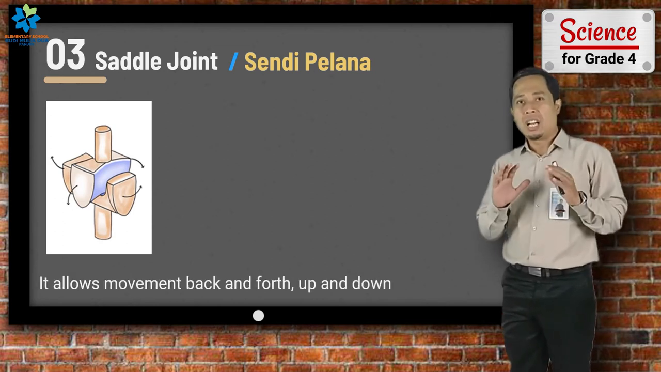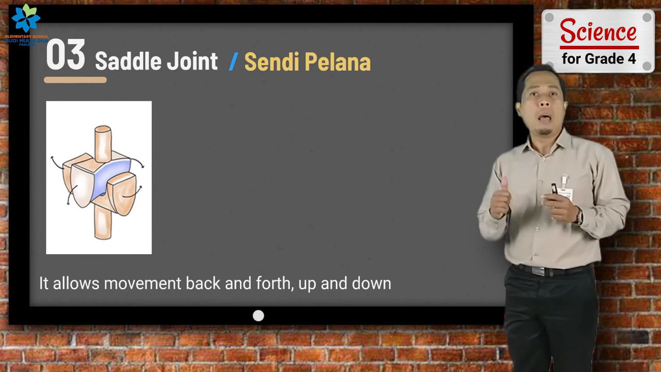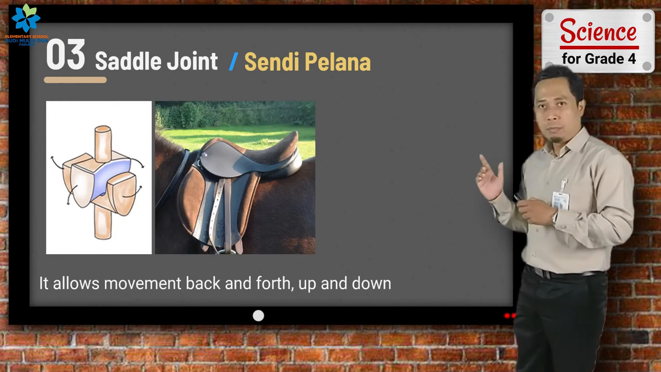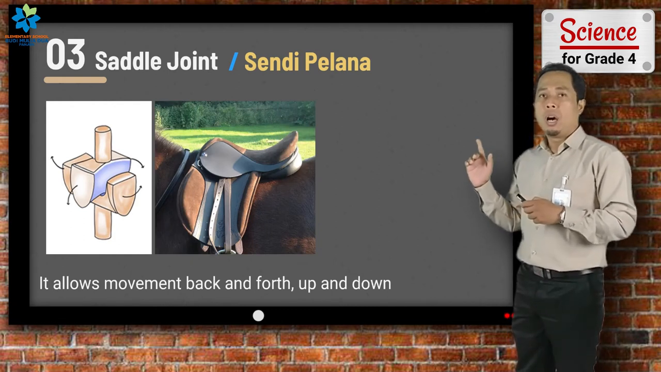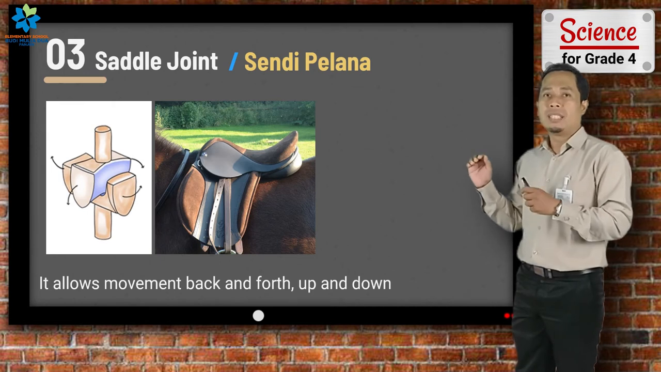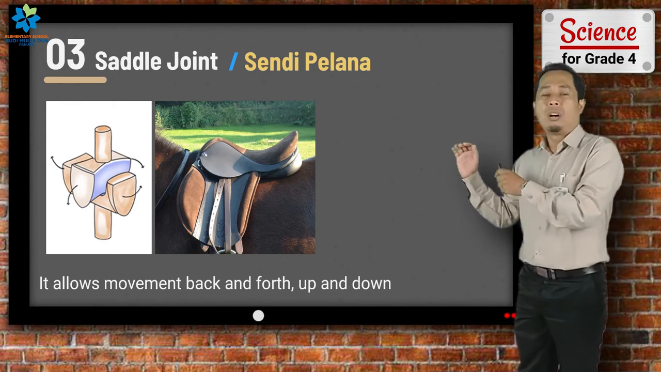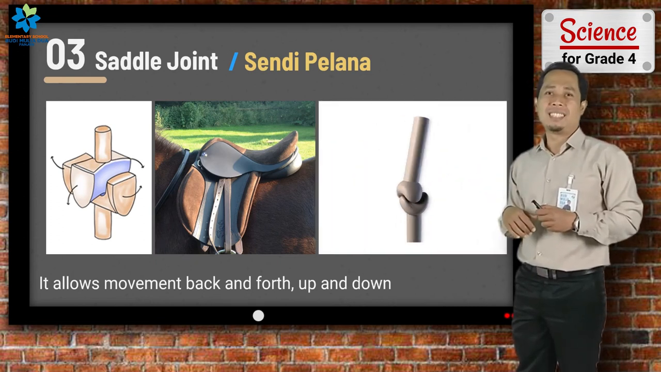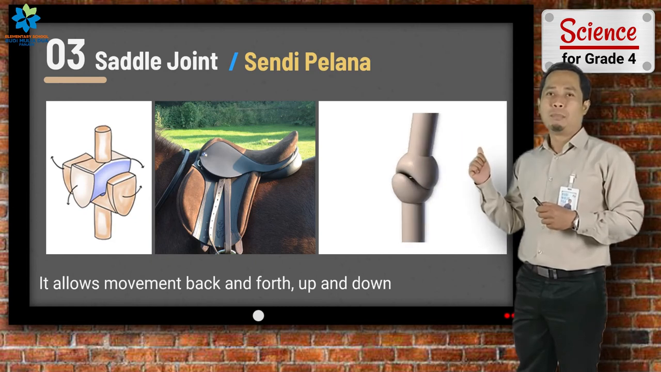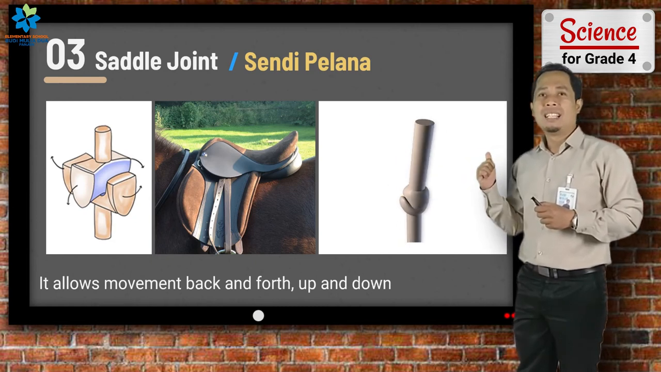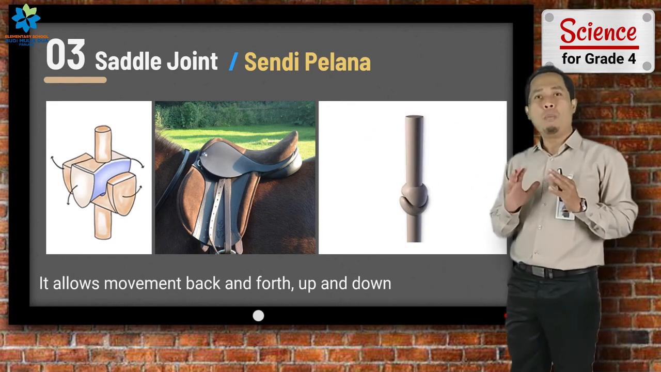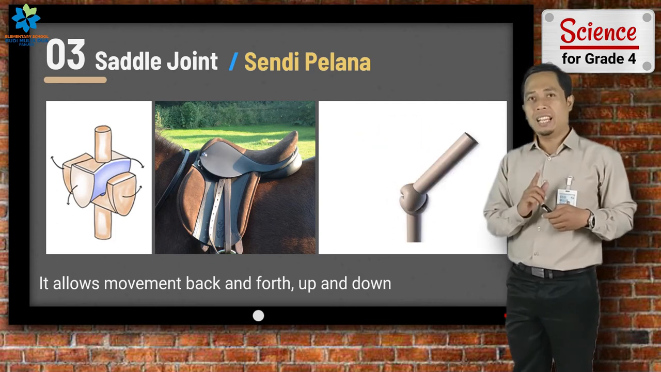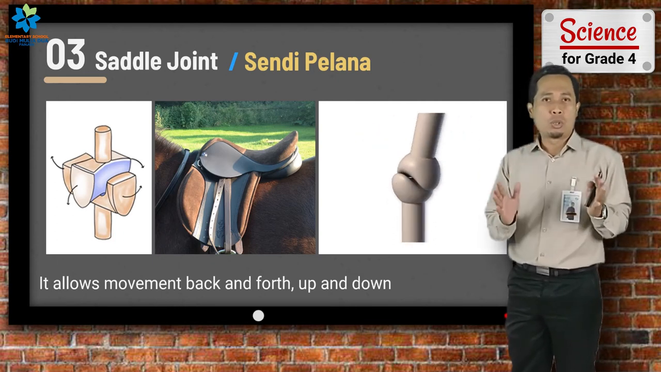The saddle joint allows movement back and forth and then up and down. This is why we call it a saddle joint, because it is like a saddle seat on a horse, right? See, this is similar, right? And the movement is like this. You can see the movement of saddle joints or sendi pelana that allow movement back and forth and up and down. And then can you find a saddle joint in our body?